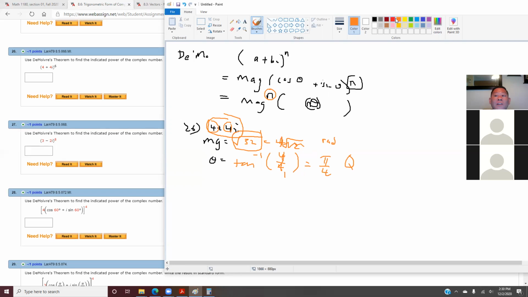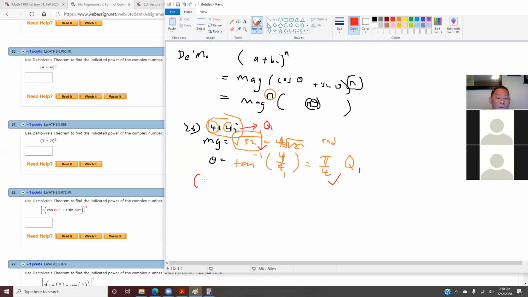This is the one that a lot of students make mistakes on in my class. And if you get this one wrong, everything you do is wrong. What quadrant is this? Quadrant 1. And pi over 4 is quadrant 1 also. So this is good.